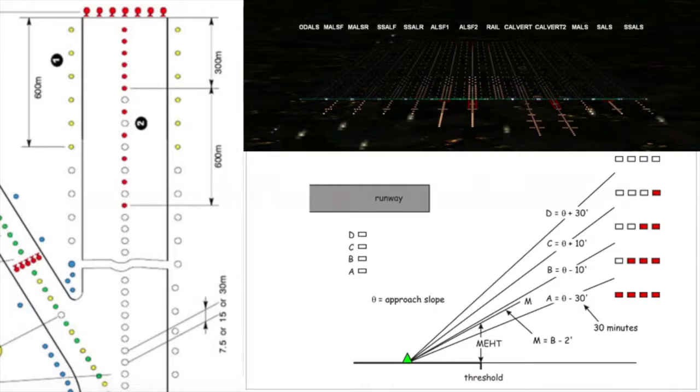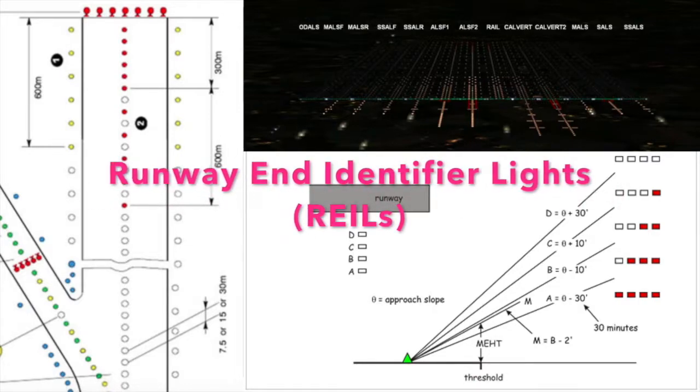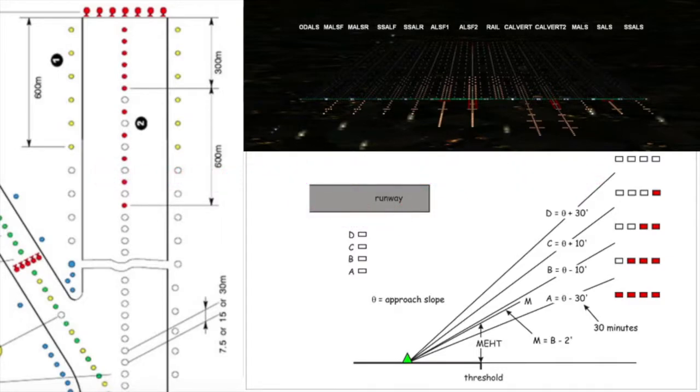The first thing we're going to talk about is runway end identifier lights, called REILs. It is a pair of white flashing lights, one on each side of the approach end of the runway, that helps to identify the runway from taxiways at night.